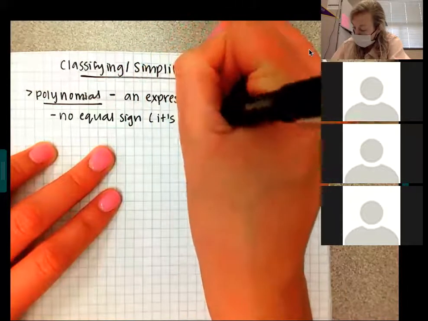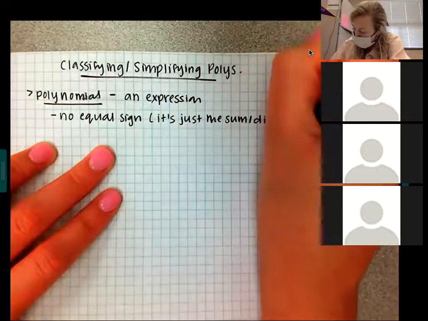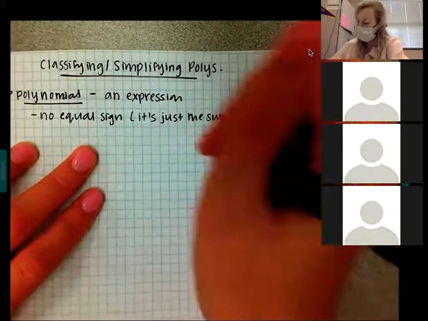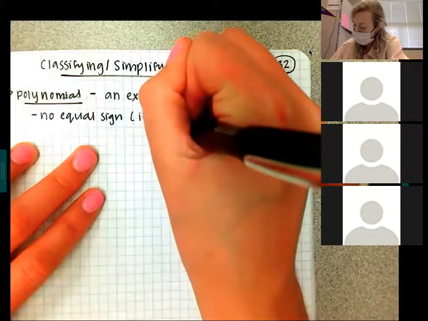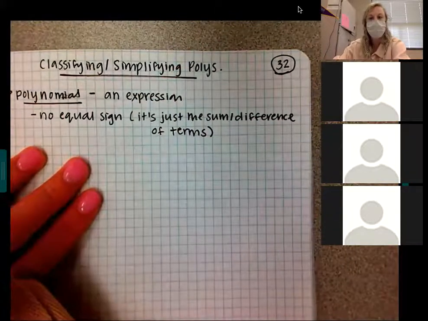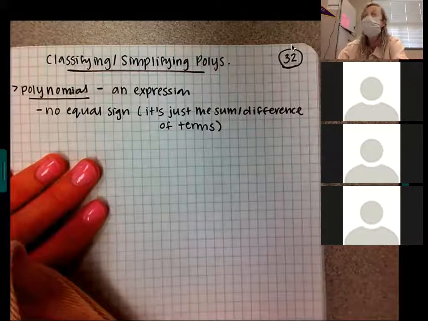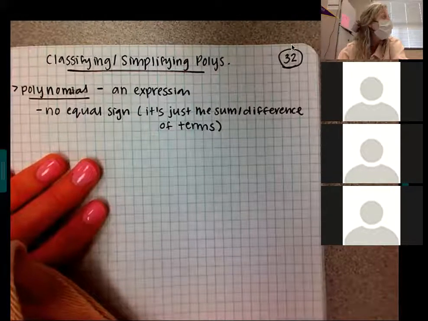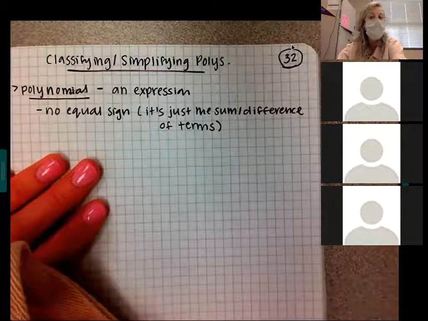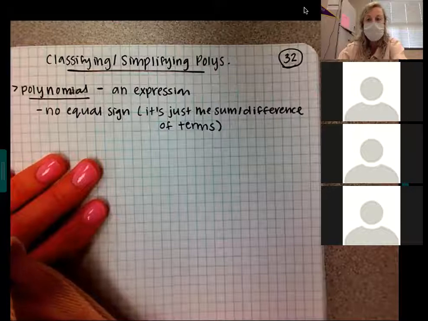It's just the sum slash difference of terms. So all of these are going to have different terms added or subtracted together, okay? It's a sum or difference of terms. Are there going to be any equal signs? No, good.